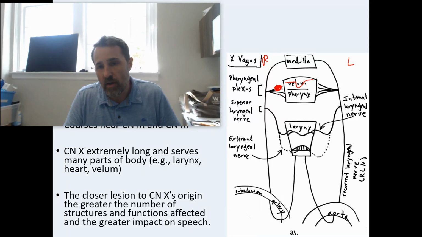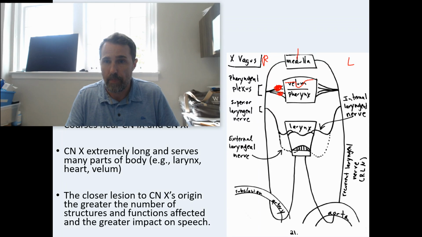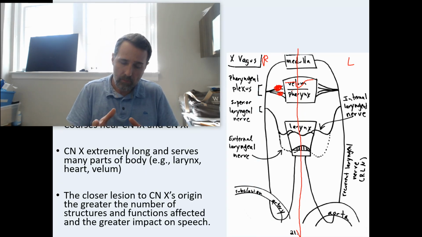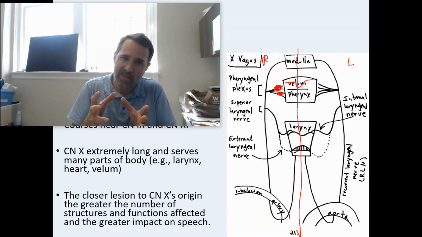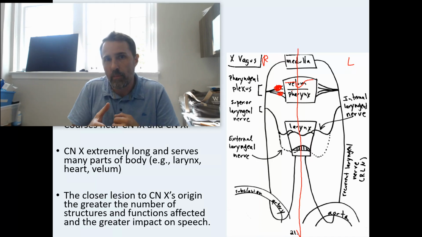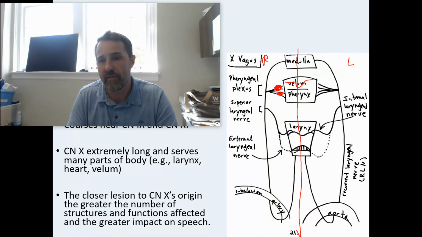The vagus also, the pharyngeal plexus also innervates one side of the pharynx. So the right pharyngeal plexus innervates the right pharynx. So if the right pharynx is not squeezing as well during the pharyngeal stage, then there's going to be difficulty moving the bolus through the pharyngeal cavity.